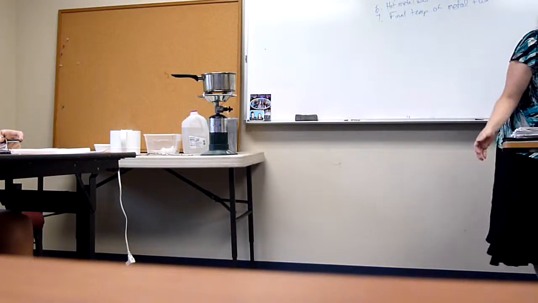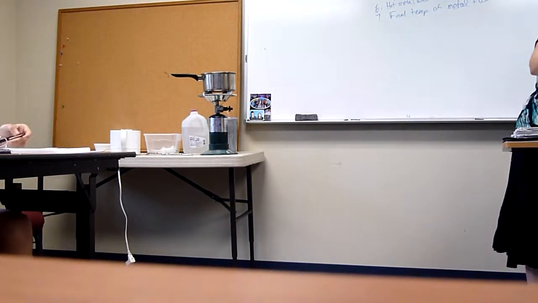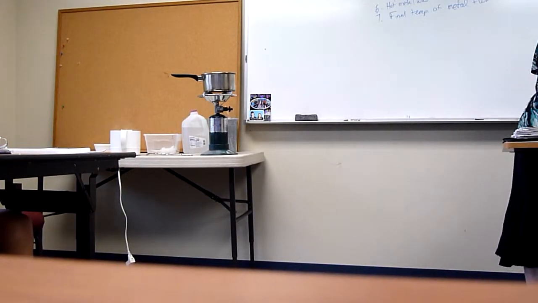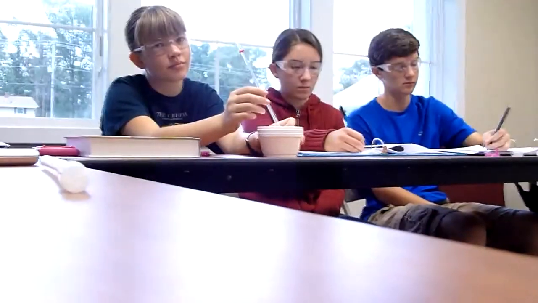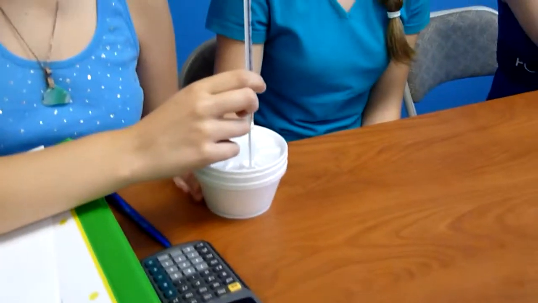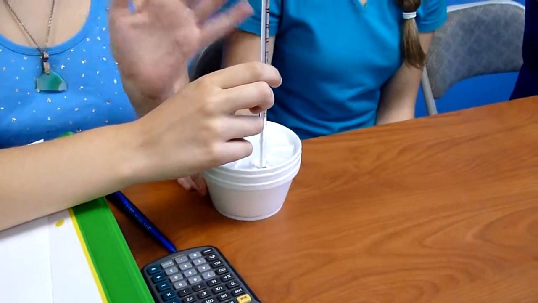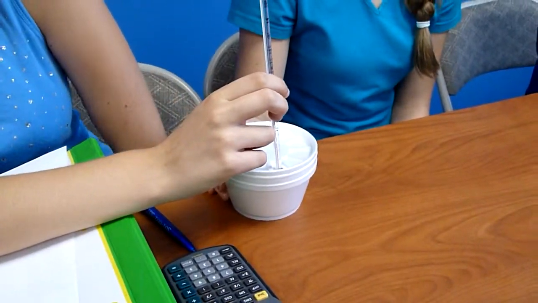So, sources of error, we've already talked about metal cooling through the air. It can cool off from the hot water to the calorimeter. And, of course, heat loss through the hole. The thermometer can only do so much. So swirl and swirl. We're swirling the calorimeter. Did you get the metal going into the calorimeter, I hope?